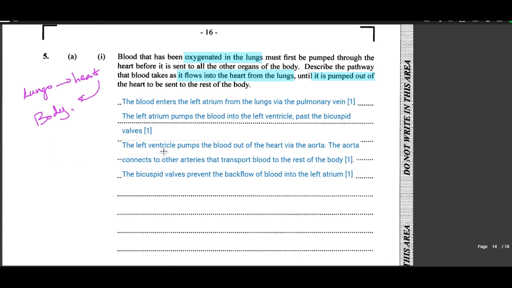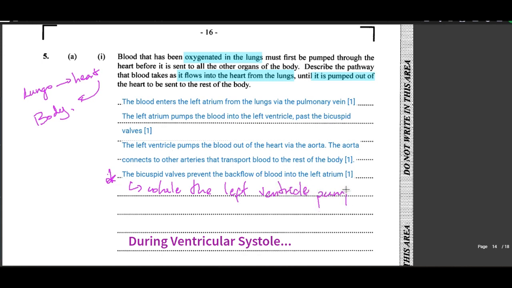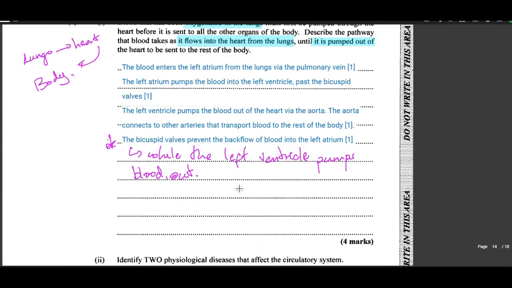Then that's the next step. The third step, the left ventricle is going to pump the blood out of the heart via the aorta. And the blood is out and ready to go to the rest of the body. And you mentioned this is very important. So the bicuspid valves is going to prevent the backflow of blood into the left atrium. And of course, you would indicate while the left ventricle pumps the blood out. Okay, out. All right, so you have that detail as well.